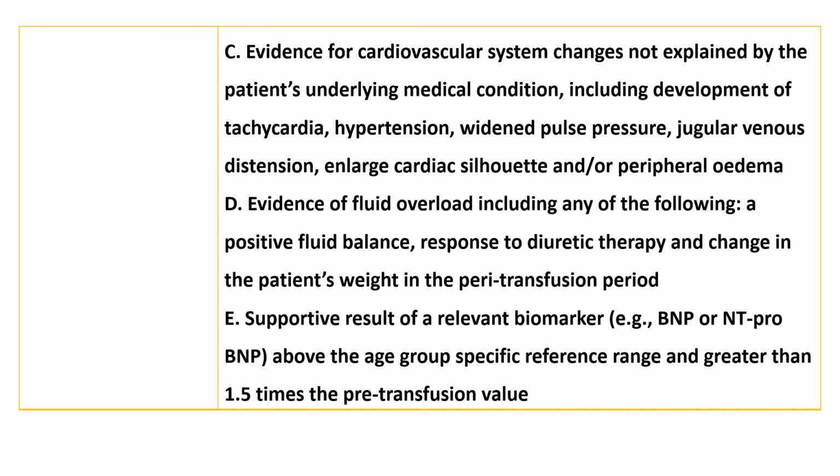So the patient is responding to diuretic therapy, or there is a change in the patient's weight in the peri-transfusion period, and supportive results of relevant biomarkers. So we will be checking the BNP or NT-pro-BNP above the age group specific reference range or greater than 1.5 times the pre-transfusion value. Then you can say that it can be a TACO.